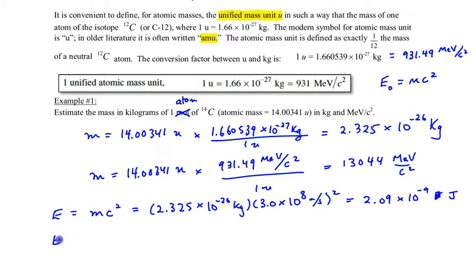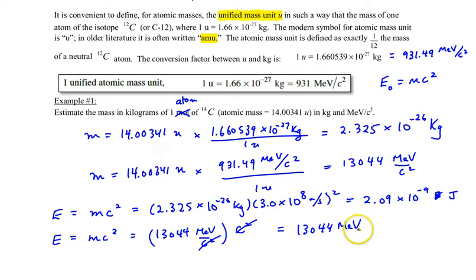Alternatively, if we were to write this in terms of mega electron volts, we could use the mass that's already written in mega electron volts. So we could use 13,044 mega electron volts per c squared multiplied by c squared, and suddenly the c squareds just cancel out. It makes the calculation a lot easier, and you have 13,044 mega electron volts of energy. And these are equivalent to each other. They're actually the same amount of energy. You just may not know that. Let me show you that.